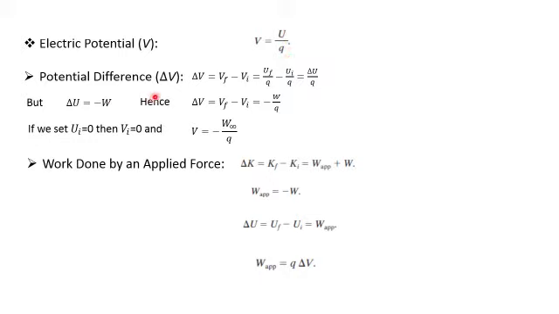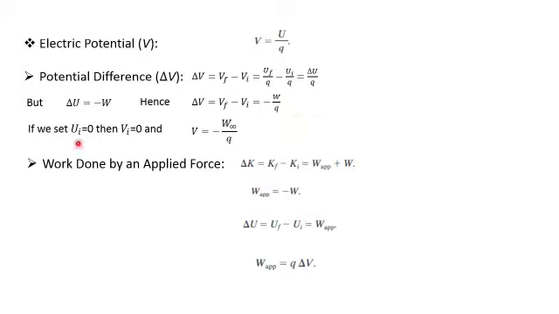Potential difference delta V between 2 points I and F in an electric field is always equal to the change in potential energy per unit charge between the 2 points. We know that the change in potential energy is always equal to the negative of the work done. So using this relation here, we can write the potential difference relation as the negative of the work done per unit charge. So the potential difference between 2 points I and F is the negative of the work done to move a charge q from one point to another.